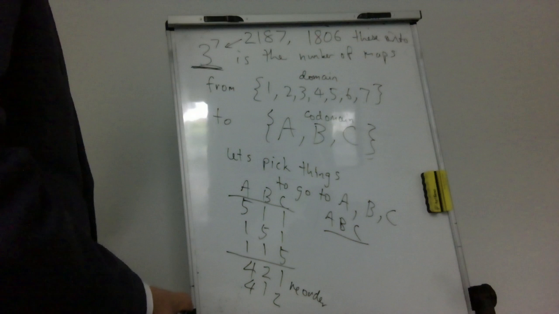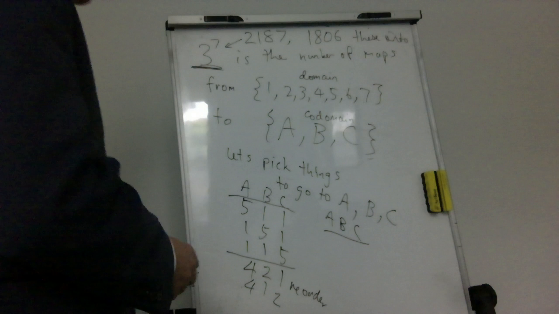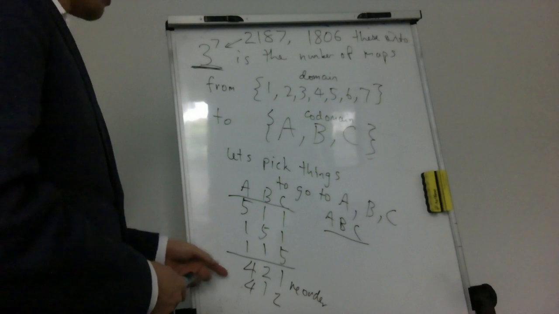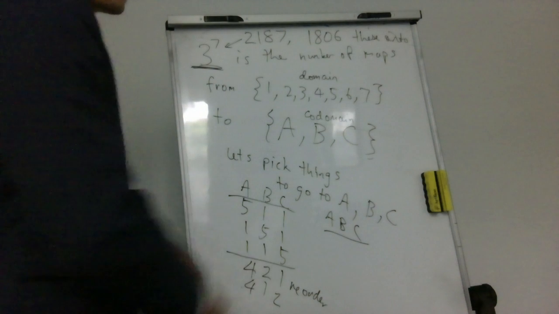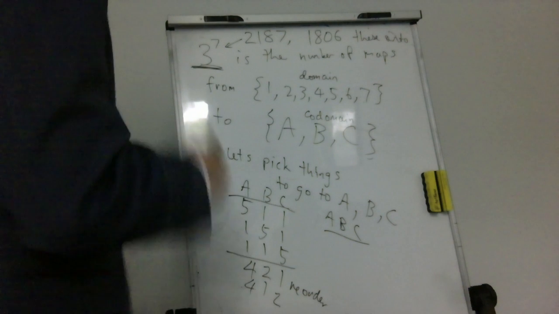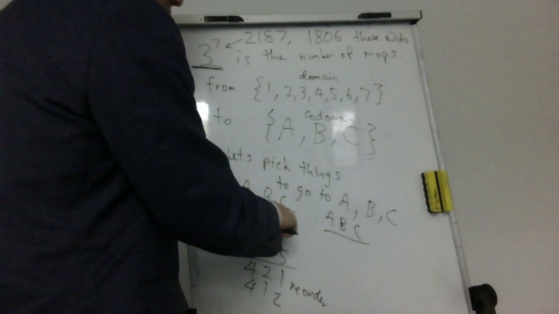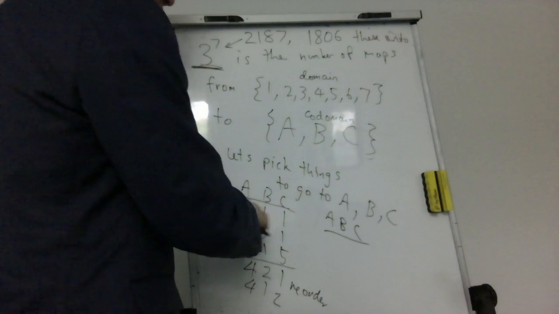Wait, so what am I proving by just listing these? So I guess I'm breaking it up in a way that makes it easy to count. If we list all the possible sizes of things that go to A, B, and C, right? If we just fix this size, it's like how many ways can I have 5 things, 1 thing, and 1 thing? How many ways can I do that, for example? Like how many ways can I have 5, 1, and 1?